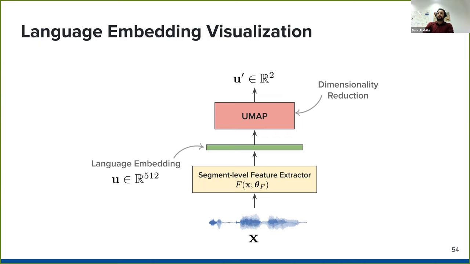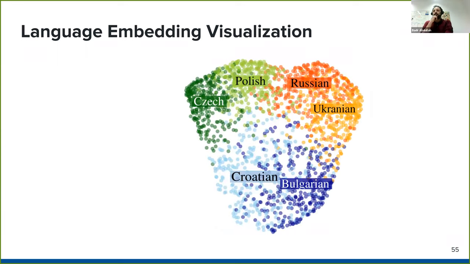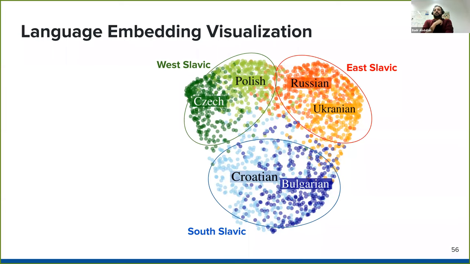And UMAP is very similar to t-SNE, but it tends to preserve more of the global structure of the space. And these are the results of this visualization. Here we see the first observation, that it seems that the model rediscovers this three-way grouping of Slavic languages into West, East, and South Slavic. This was only for the six languages that were used during training.